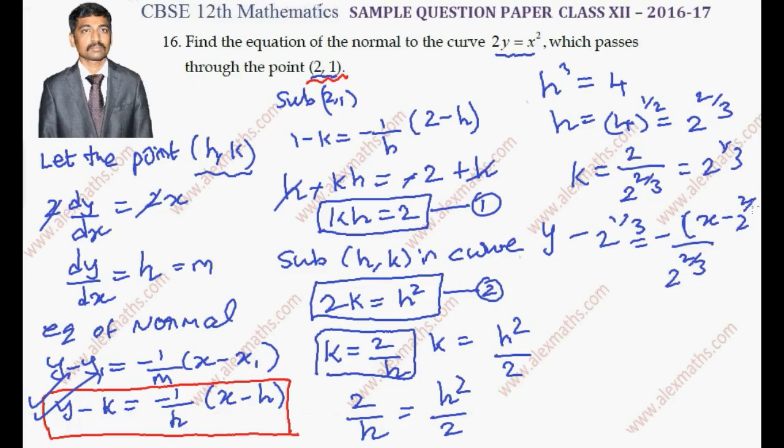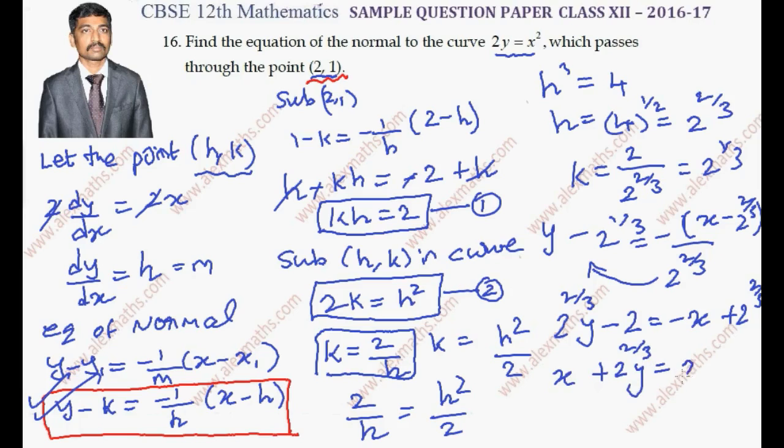And carry this 2 power 2 by 3 to the other side, multiply, we get 2 power 2 by 3 into y minus 2 power 2 by 3 into 2 power 1 by 3. We have to add the power, so it will become 1. So basically it is 2, which is equal to minus x plus 2 power 2 by 3. I can carry the x term to this side. So our answer is x plus 2 power 2 by 3 into y equal to 2 plus 2 power 2 by 3. This is the required equation of the normal.